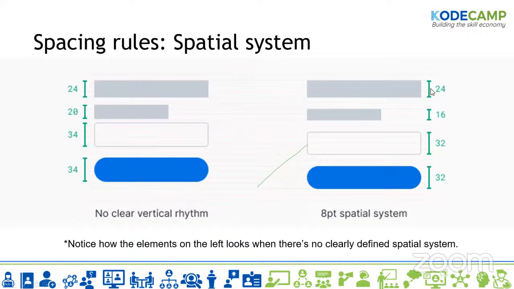We have 24 here, the spacing. We have 16, we have 32, we have 32. We can still have 48 if we want to, and the likes. So notice how the element on the left looks when there is no clear defined system. Okay, for the one on the left, it is different from the one on the right.